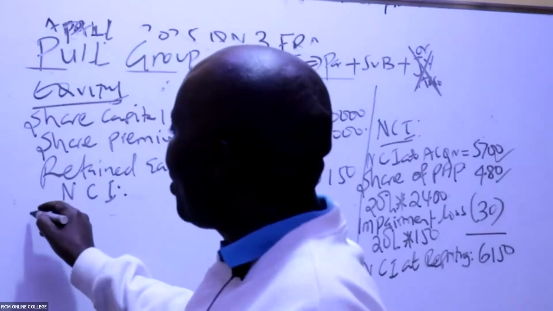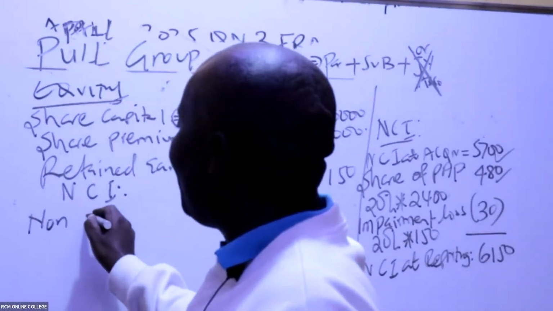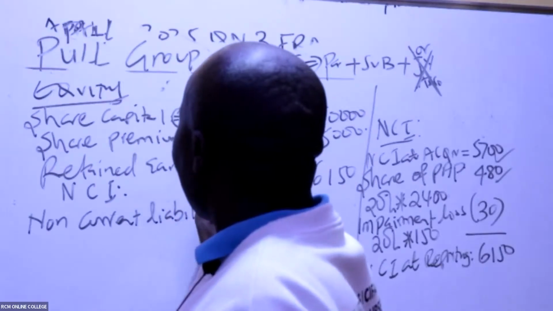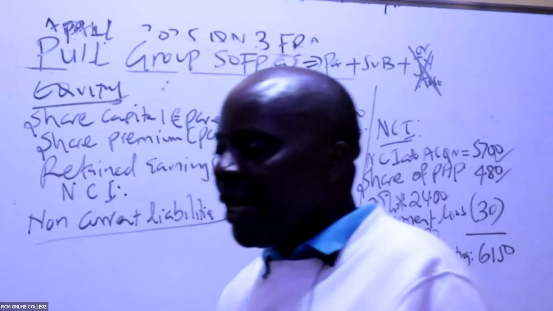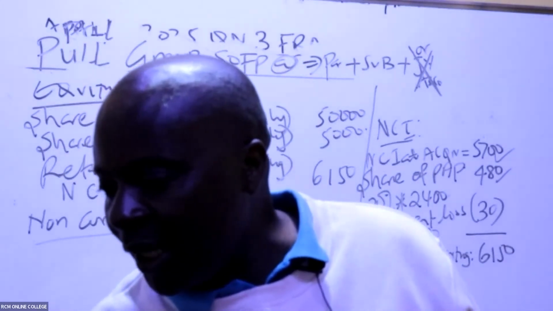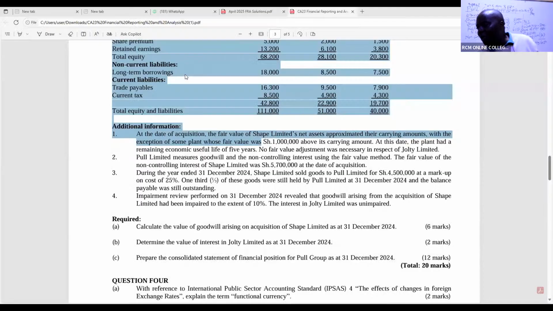Now we go to non-current liabilities. We go to liabilities. We start with non-current liabilities. So non-current liabilities, what do we have here, my friends? What we have is really easy peasy. You can see that it's only one. Now, long-term borrowings. So we have the borrowings. So borrowings, what do we have here?